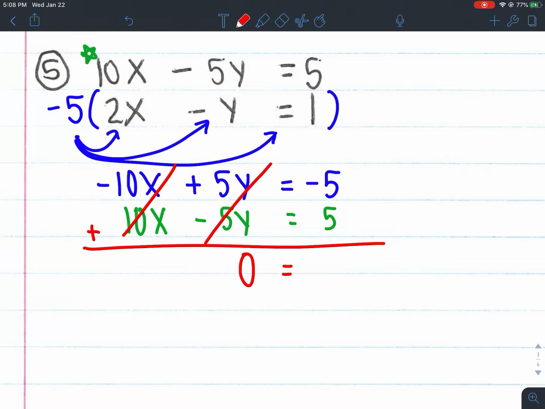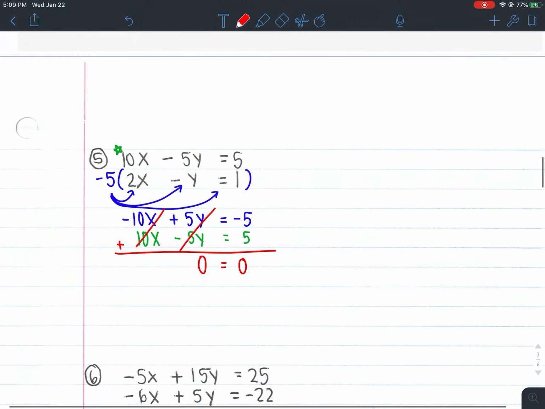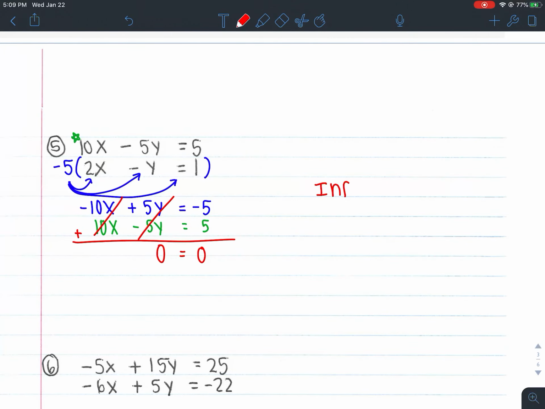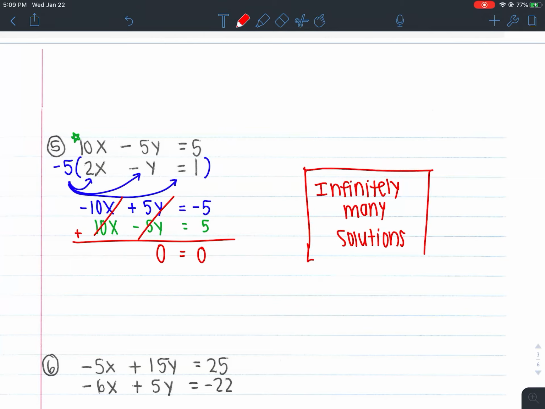And on the other side, I have negative 5 plus 5. What does that make? It makes 0. Does 0 equal 0? Yes. So what does that mean? It means I have infinitely many solutions because they equal each other. If I have 5 equals 5, or 3 equals 3, or negative 7 equals negative 7, all of these things equal each other. Since 0 equals 0, that makes sense. So we have infinitely many solutions.